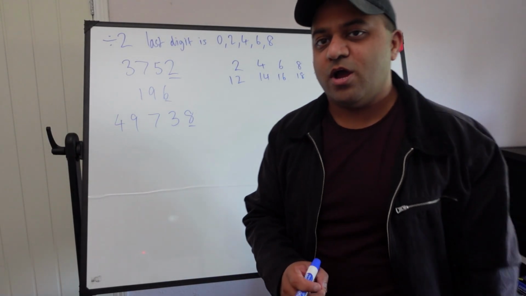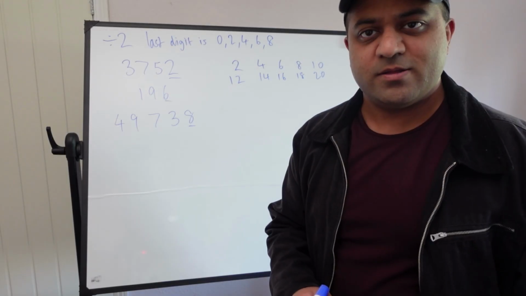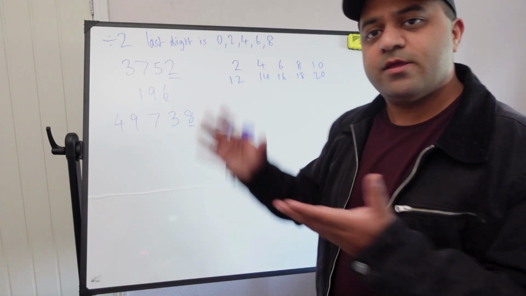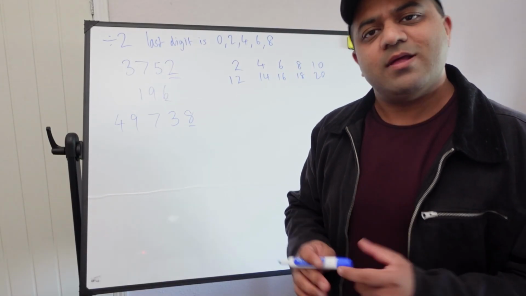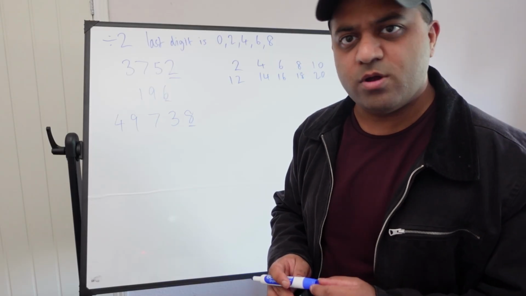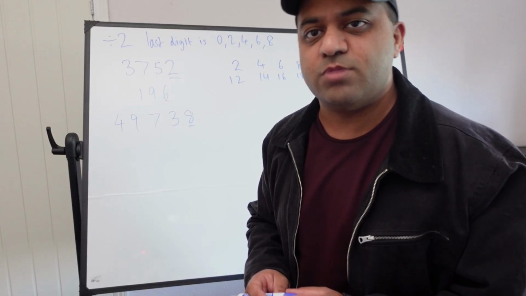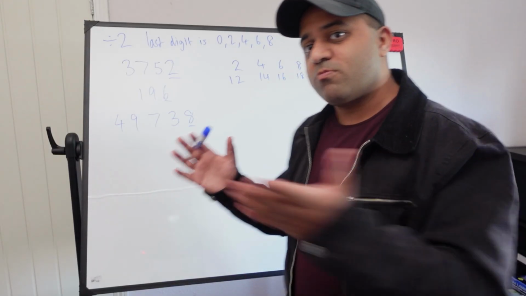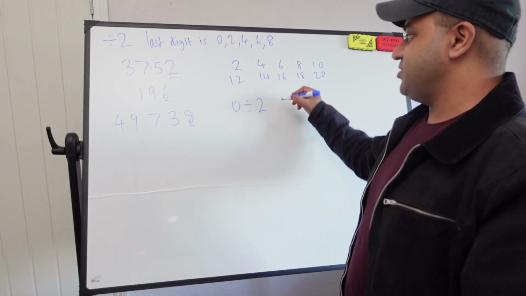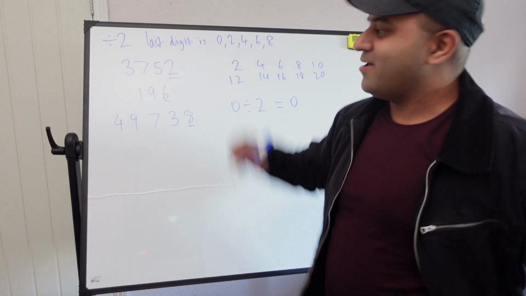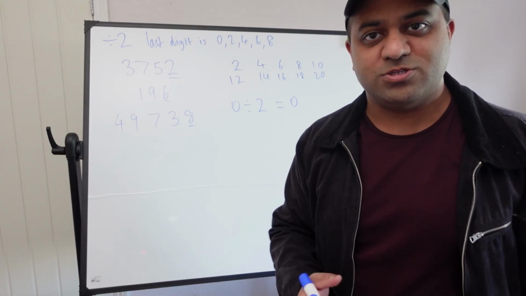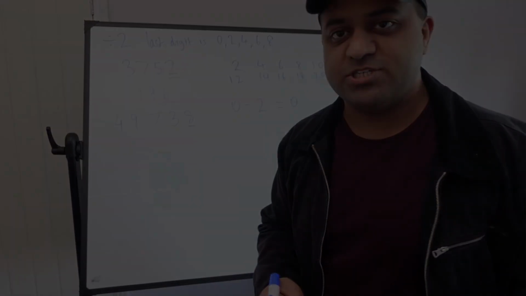Now let me ask you a follow-up question for those of you who want to have a little bit of a think about it. Is the number 0 divisible by 2? Follow the logic. 0 divided by 2 is 0, and it does end in a 0. So the logic holds. 0 is in the 2 times table.